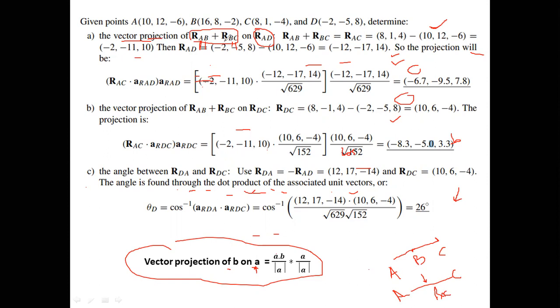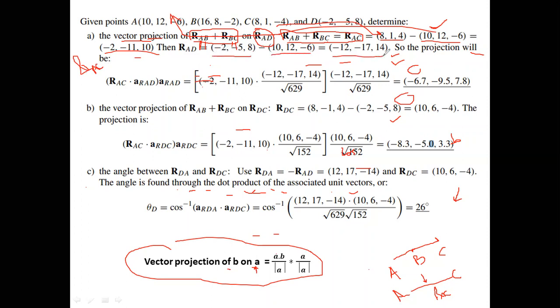Okay, so RAB plus RBC on RAD. RAB plus RBC means RAC, starting from A ending at C. So RAC means C minus A. This is C and this is initial point A. So C minus A, this is the RAC. Okay, and then RAD, this is D minus A.